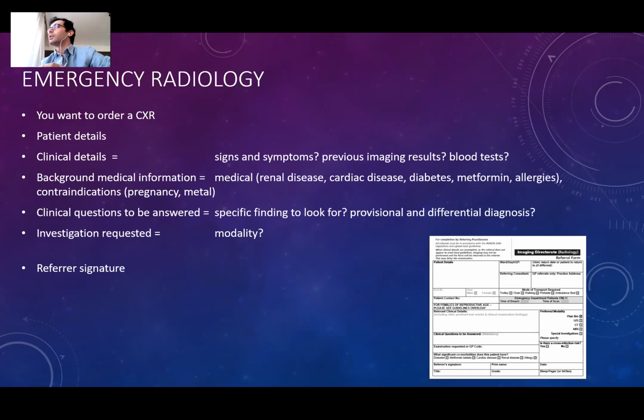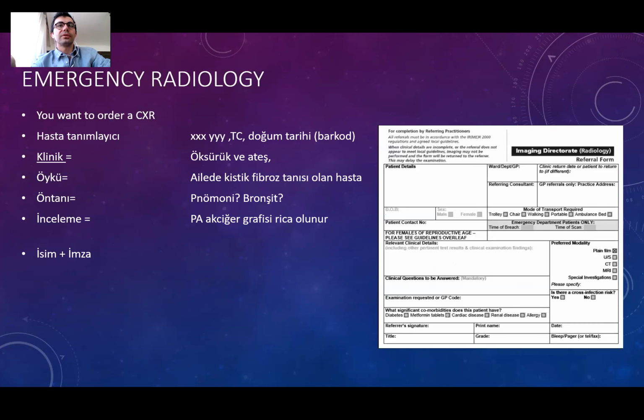What are you looking for? Pneumonia, question mark, something like that. Pneumothorax, question mark, okay? Cardiomegaly, question mark, things like that. And of course, you have to enter what you want, chest X-ray or chest CT, what is your choice of modality. And in the end, you have to sign and put your own identity information as well.